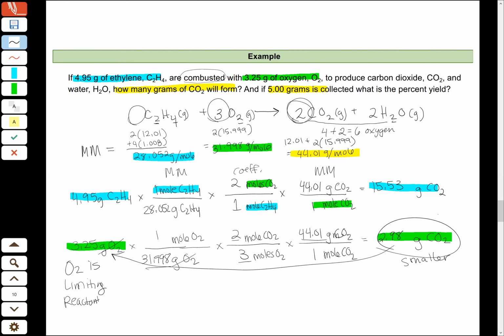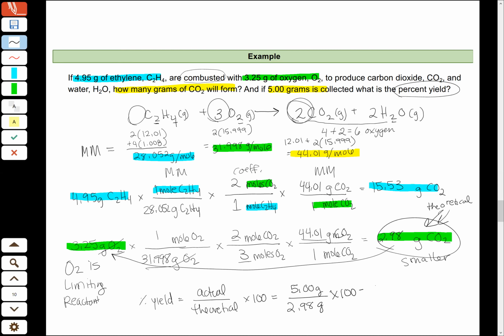Now that I know how much will be produced, and the maximum amount, or the theoretical amount, is going to be this 2.98, I can calculate my percent yield. So my percent yield will equal my actual divided by the theoretical times 100. My actual yield was 5.00 grams, and my theoretical yield I calculated to be 2.98 grams. If I multiply that by 100, I get kind of a big number. I get 168%. That's large.